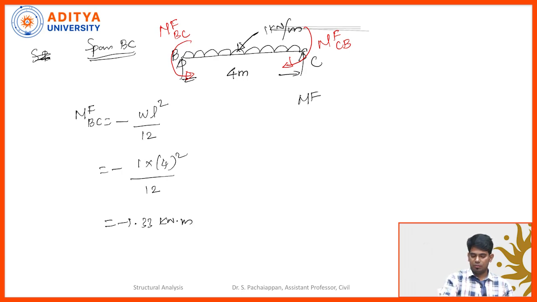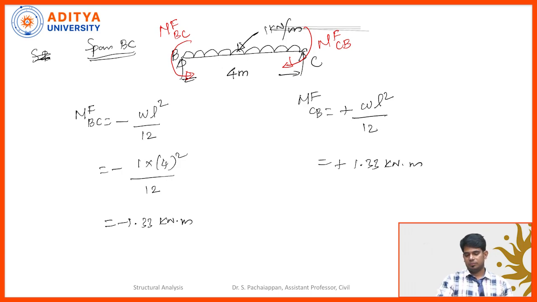Similarly, MF CB is equal to plus WL square divided by 12. We are going to substitute the same value only. So I am getting the positive of the same 1.33 kilonewton meter. So the first part is now over. We have calculated the fixing moment, or the fixed end moment.